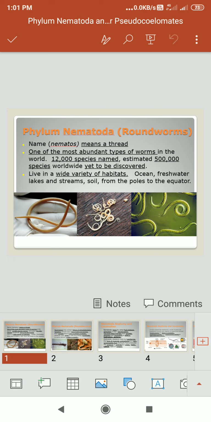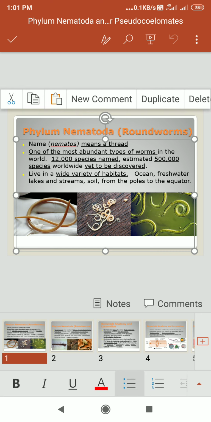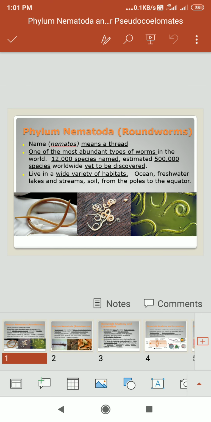So the nematoda is a thread-like structure, one of the most abundant types of worms in the world. About 12,000 species are named, and an estimated 5 lakh species worldwide are yet to be discovered. They live in a wide variety of habitats: the ocean, freshwater lakes and streams, soil, from the poles to the equator.